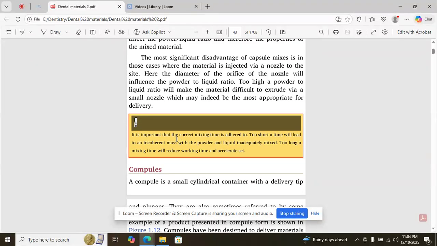It is important that the correct mixing time is adhered to. Too short a time will lead to an incoherent mass with the powder and liquid inadequately mixed. Too long a mixing time will reduce working time and accelerate set.